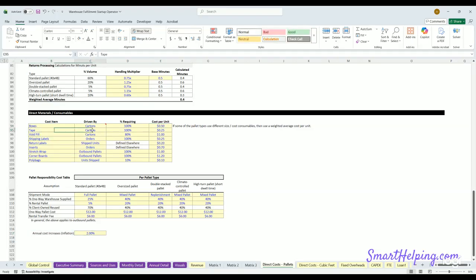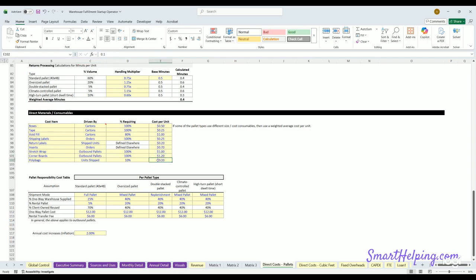Tape, based on cartons, cost per carton. Void fill, same thing, percentage based on cartons, cost per carton. Shipping labels, based on total orders, percentage of orders requiring shipping labels and the cost there. Return labels, based on shipped units, we're defining returns elsewhere, which you already know. Cost per returned label. Inserts, also defined elsewhere, cost per insert. Stretch wrap, based on outbound pallets. Corner boards, pretty simple, and poly bags based on units shipped and the cost per unit.